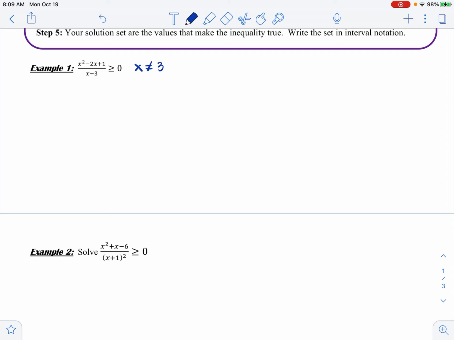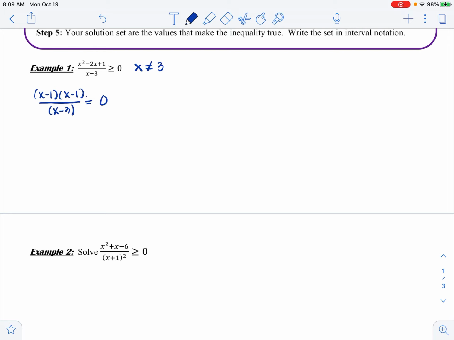It's all up to you. It's what you want to do, okay? So I'm going to factor it right now. So I'm going to say, okay, this factored to x minus 1 over x minus 1, times x minus 1 all over x minus 3 greater than or equal to 0. Oops, I meant equal to 0. I'm changing it to an equation, right?